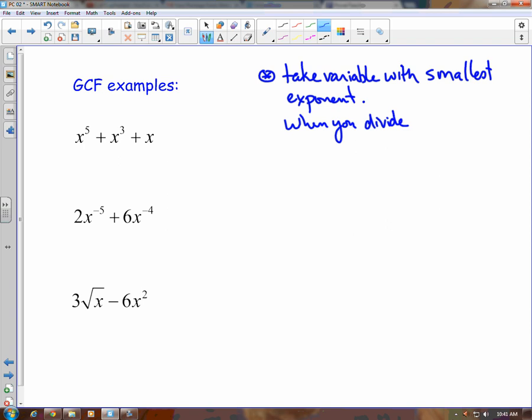So like in this first one here, x to the power of 5 plus x cubed plus x. I look through there and I say, well, the smallest exponent is the 1. So I want to divide out that common factor of x to the power of 1. Okay, and so when I do that, what do I do? So when I'm dividing x to the power of 5 divided by x to the power of 1, what do we do with those exponents? We subtract them, right? So 5 minus 1 is going to give us x to the power of 4. So when you divide, subtract the exponents.